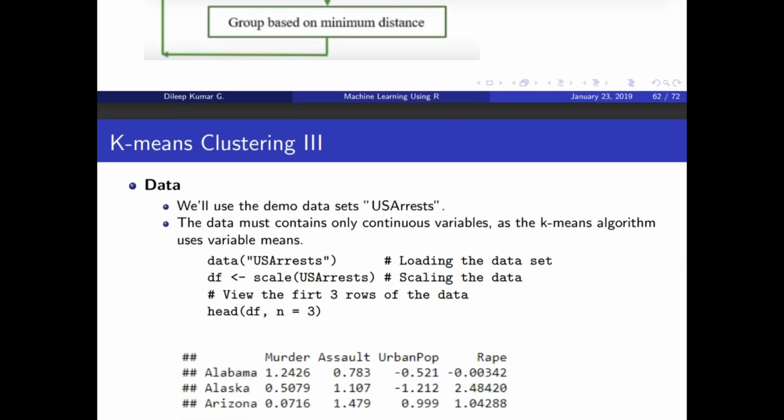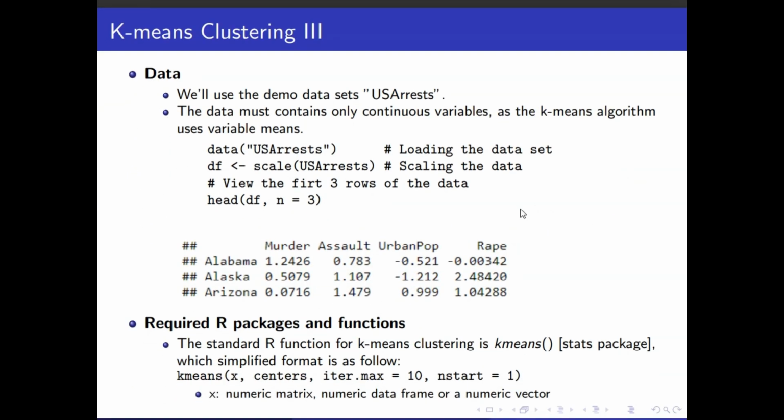Next, how do you implement this? We are using the data set USArrests here, which is a predefined data set that comes with R. You can load it, then you need to scale the data, and you can display the header part of the data. This we can better see using RStudio.